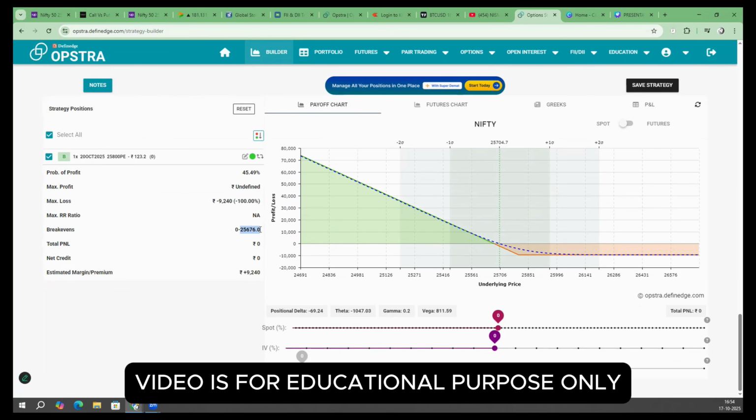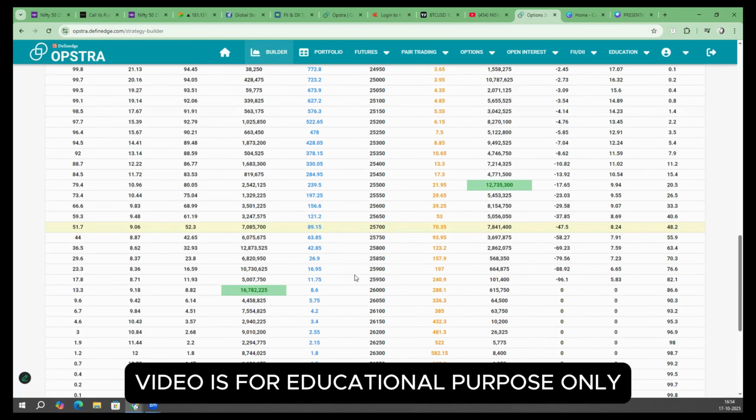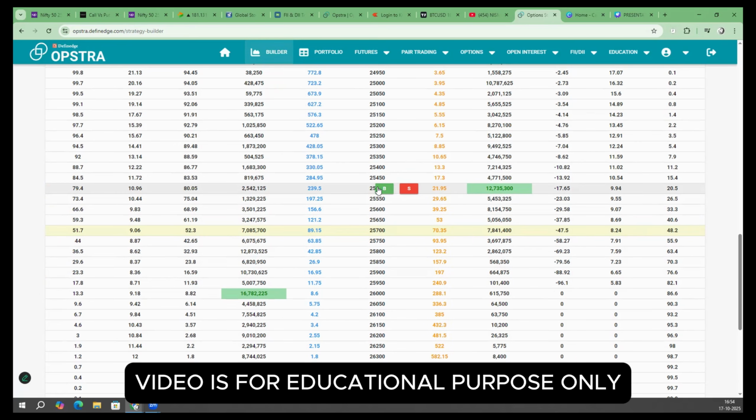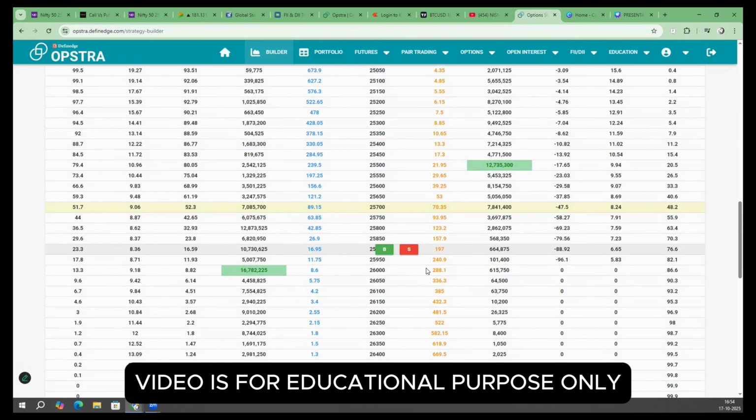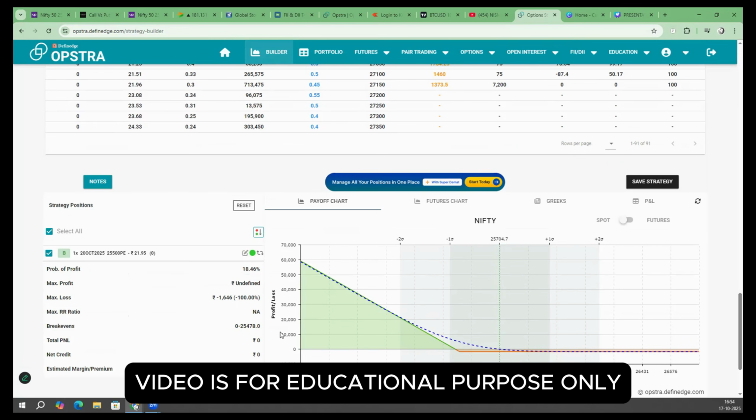Okay, market. So that is 25,676, right? If you're going to buy out of the money, that's 25,500, then your break-even could be around 25,480. Below that only you will get a profit. And where is the market standing right now? 25,700. And if you think that probability will become high, no, you see this is just 18%, right?